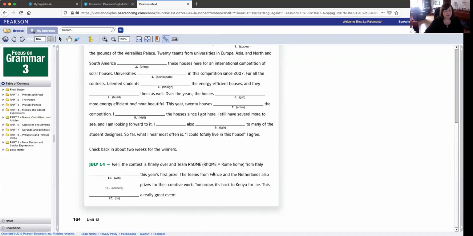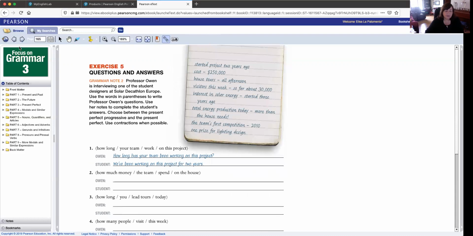Let's go to the next one. I don't know if there's another one for you to do. Here's another one. I think this is the last one you're going to do in this chapter. This is exercise 5. Here we have questions and answers. In this one, you're going to be writing questions and you're going to be writing the answers.